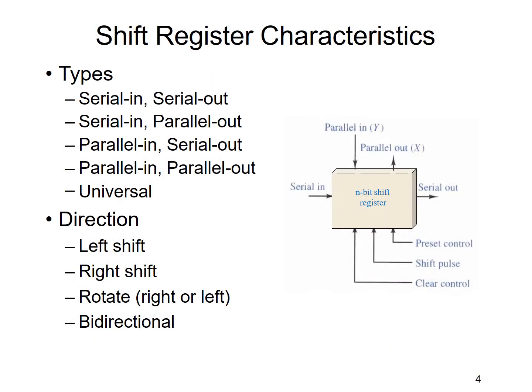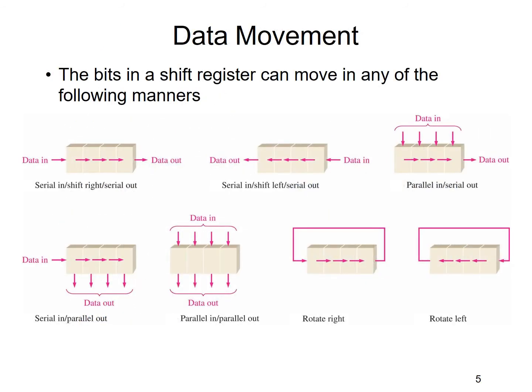Shift register characteristics. Types: serial in, serial out; serial in, parallel out; parallel in, serial out; parallel in, parallel out; and universal shift registers. The shifting can also be direction dependent, like left shift, right shift. The data can be rotated either towards the left or towards the right, or in both directions. The bits in a shift register can move in any one of the following manners.